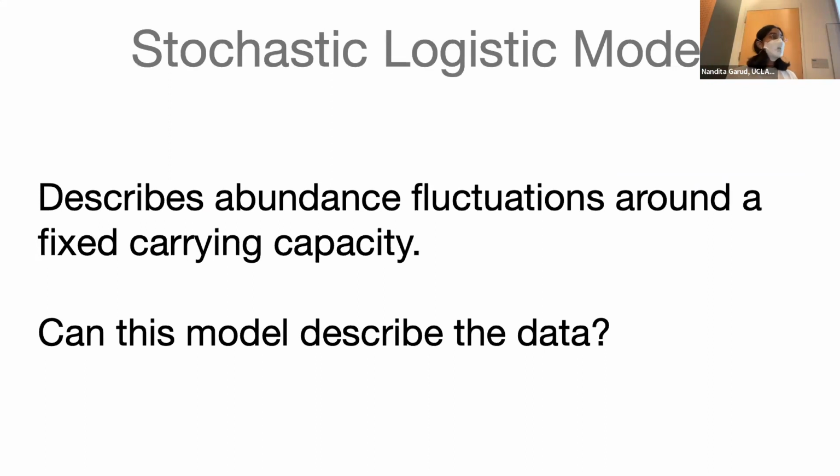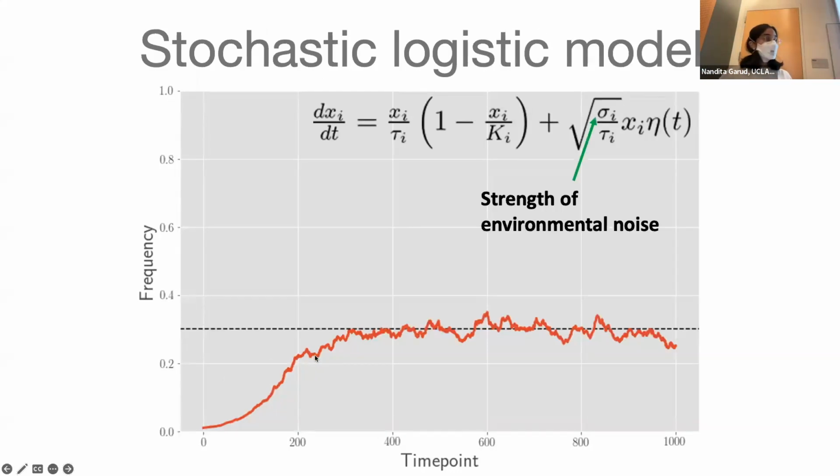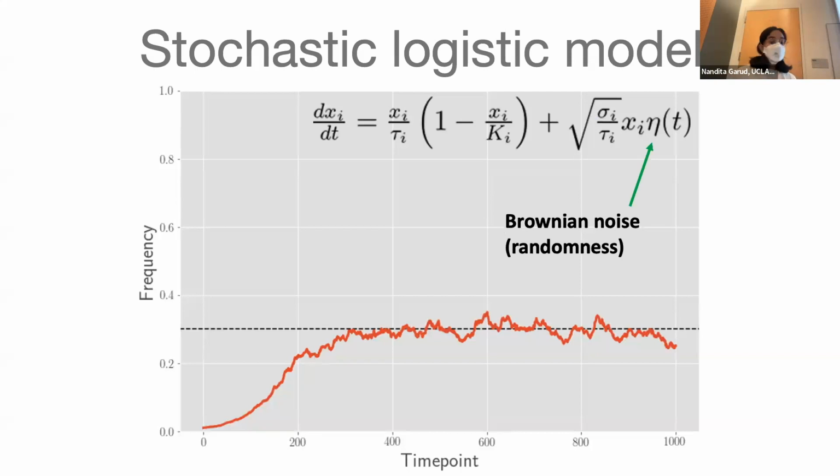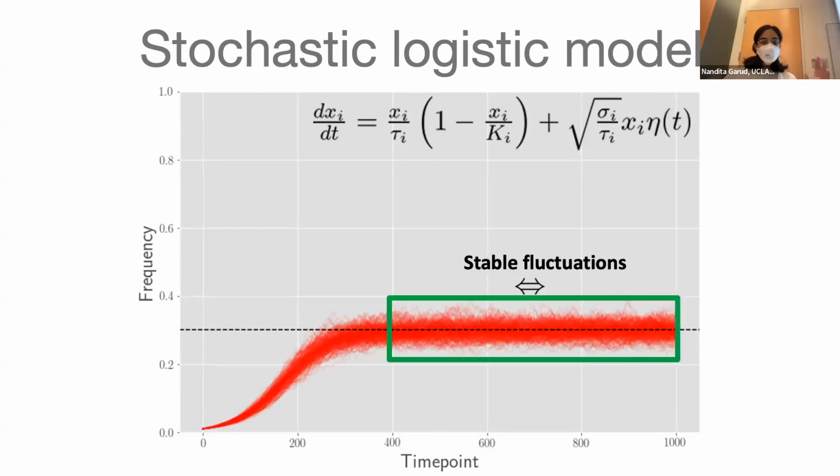So we can try to quantify those fluctuations using a stochastic logistic model, which describes the abundance fluctuations around a fixed carrying capacity. And we can ask, does this model describe the data? And so how does this work? You have some growth to this carrying capacity shown in the dashed line here. Then you can have some noise driven by the environment and also randomness. And then if you simulate those thousands of times, you'll get basically everything settling out to the same carrying capacity, more or less, with some jiggle. And so if our data falls into this red part that's stable, then we can say that our data is consistent with a model of stability.